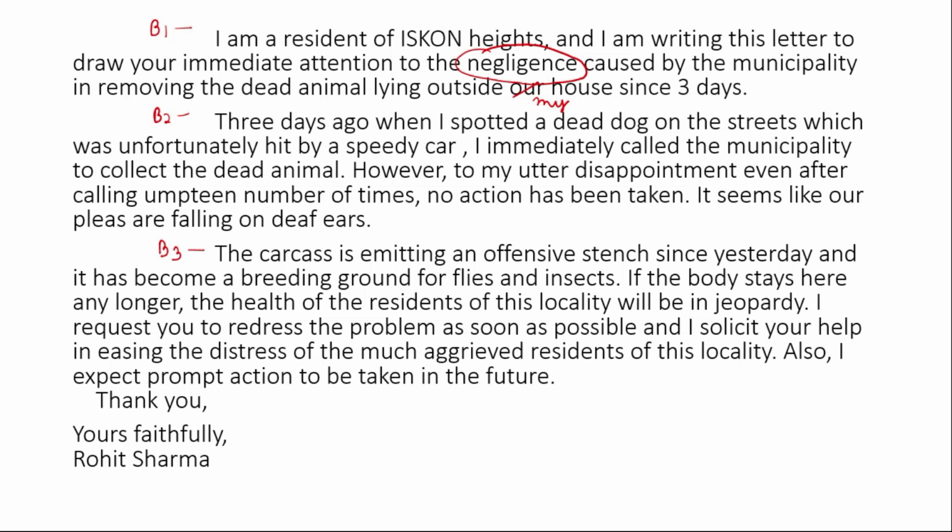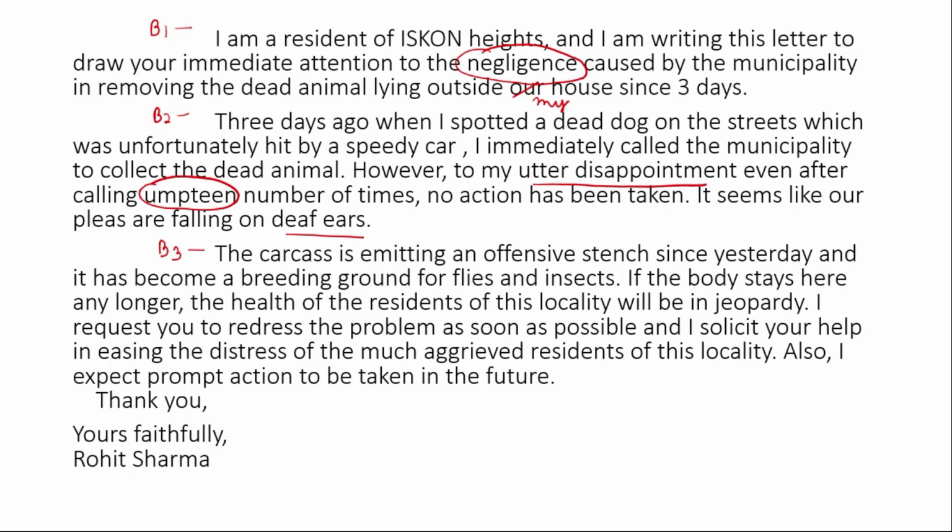B2. 3 days ago, when I spotted a dead dog on the streets, which was unfortunately hit by a speedy car, I immediately called the municipality to collect the dead animal. However, to my utter disappointment, even after calling umpteen number of times, umpteen is so many number of times, no action has been taken. It seems like our pleas are falling on deaf ears. See, I've used an idiom here.